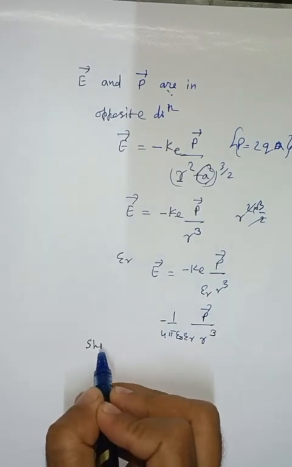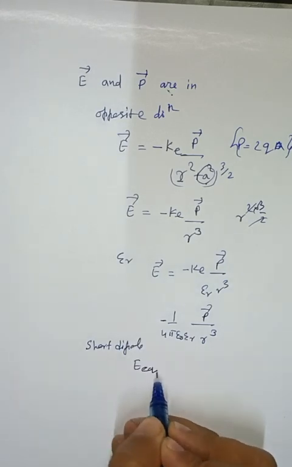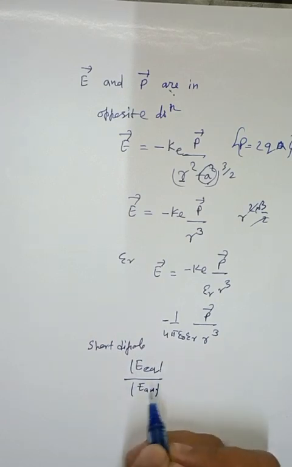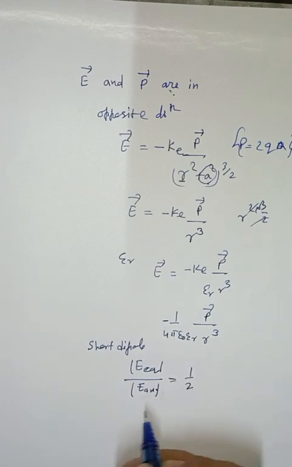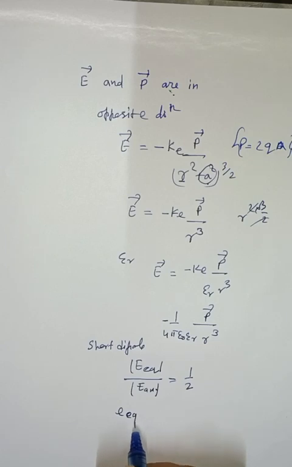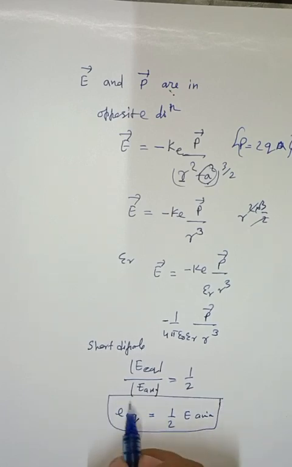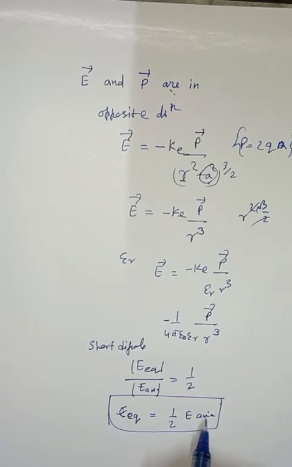For a short dipole, if the dipole is very short, E equatorial divided by E axial, if the electric field is taken for the axial line, is equal to 1 by 2. So we can say that E equatorial is equal to 1 by 2 E axial. This formula is very important as far as your board exams or other exams are concerned. E equatorial is half of E axial, or E axial is twice of E equatorial.